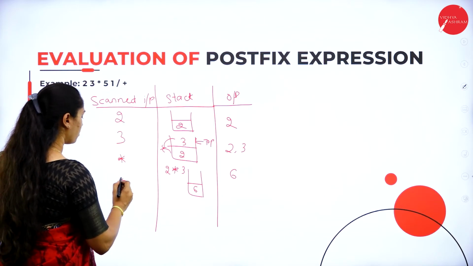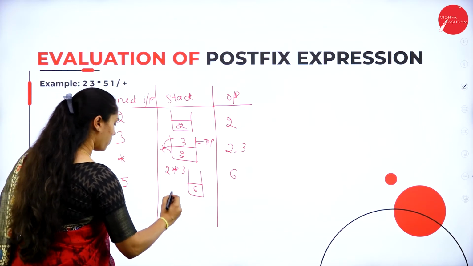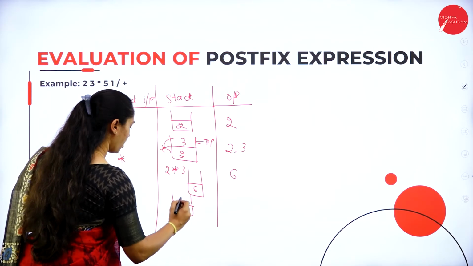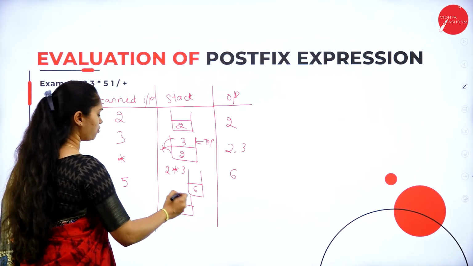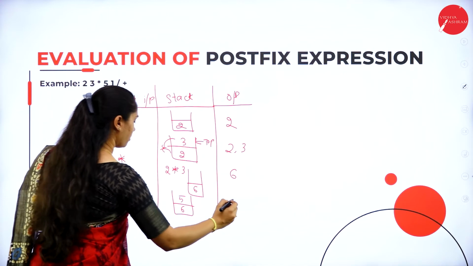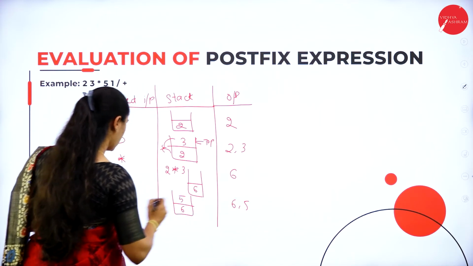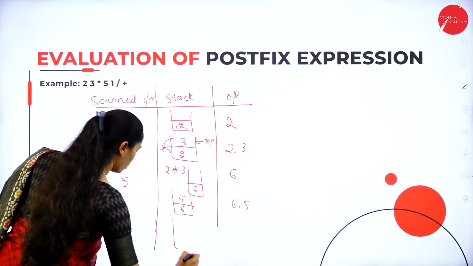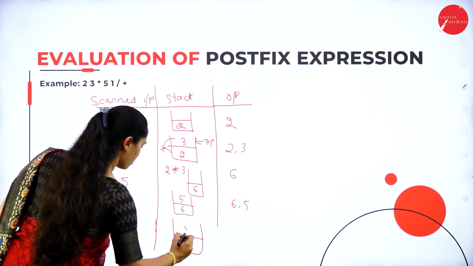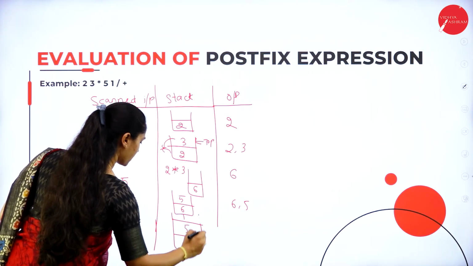Next I have a 5. So 5 is an operand, then that needs to be moved to the stack. 6 and 5 we have here. Then again we have 1. 1 is an operand, so that needs to be moved to the stack. 6, 5, then 1. Okay.